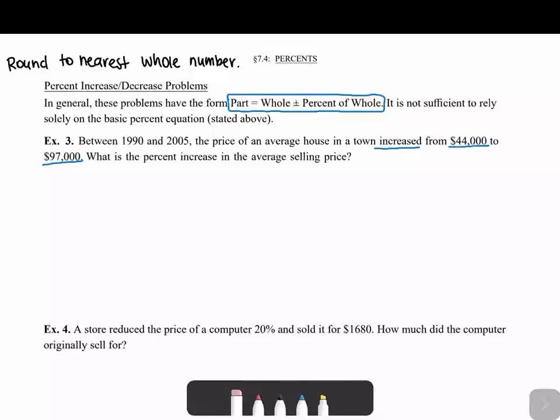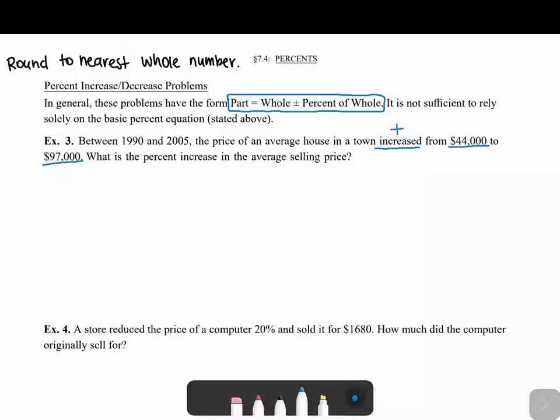The percent increase decrease problems will always have some word that tells you if it's an increase or a decrease. In this problem, it was a little bit more clear because we just had the word increase. Increase means you're getting more, so there's some addition in price. You can see that based on the numbers: we're increasing and adding from 44,000 to 97,000.